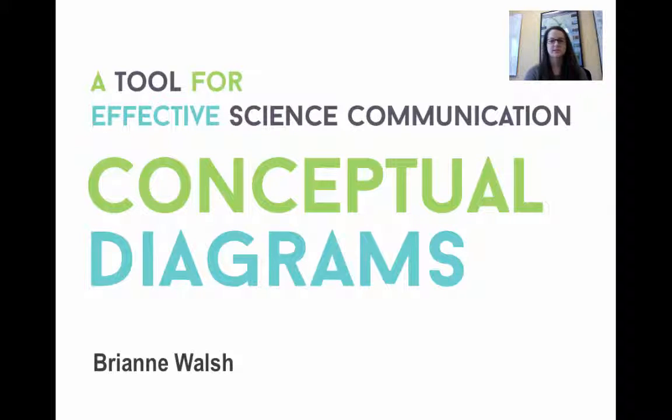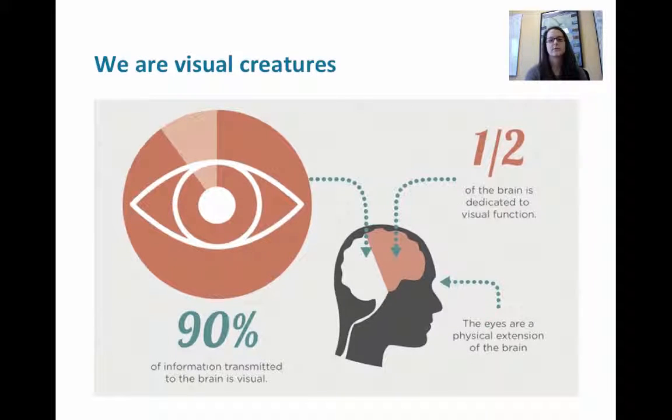As Bill mentioned in the first class last Thursday, we are going to be spending the next 2 weeks talking about conceptual diagrams, which are a very effective tool for science communication. What makes them so effective is that humans are visual creatures. 90% of the information that's transmitted to the brain is visual, and we only retain about 20% of written text. We process visuals about 60,000 times faster than text.